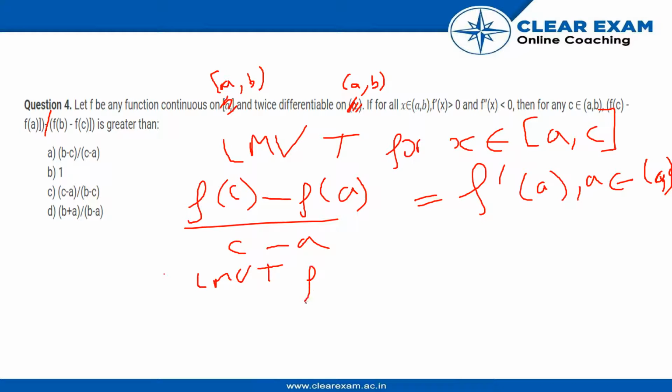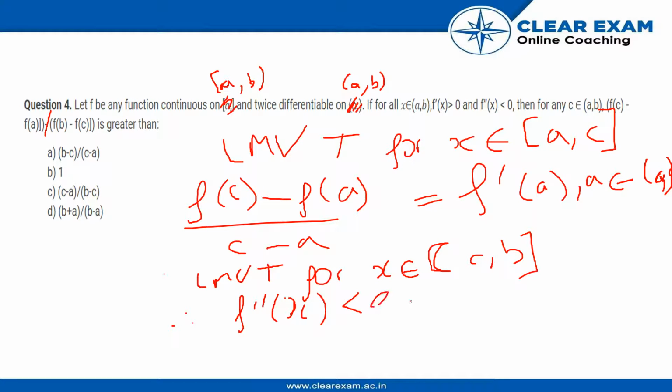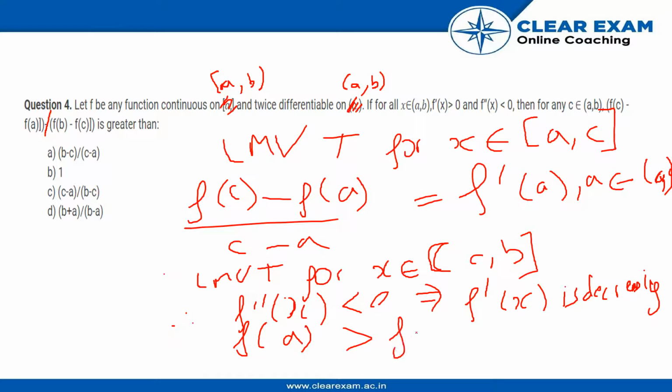LMVT for x belonging to (c, b). So therefore f double dash of x is less than 0, which means f dash x is decreasing. Okay, so from that we know f dash alpha is greater than f dash beta.